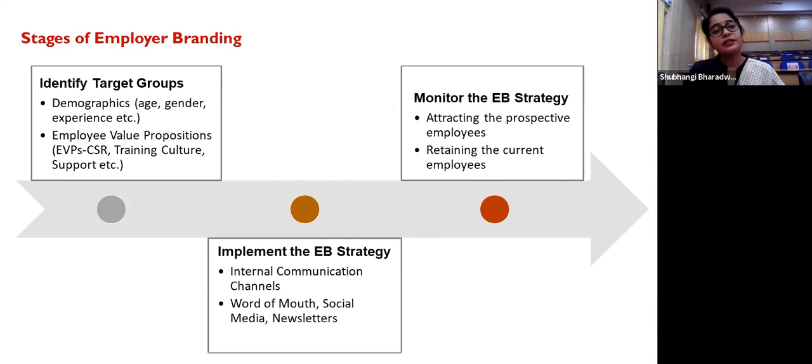Then there is a need to identify the bundle of value propositions to be provided to the employees. Then there is a need to implement the branding strategy using internal as well as external communication channels. Organizations generally use current employees as brand advocates for internal communication channel, and for external communication channel, they rely on word of mouth, social media, or newsletters. Then there is a need to monitor the branding strategy to find out how many employees it has been able to attract as well as retain.